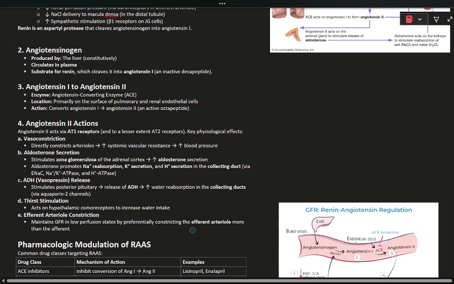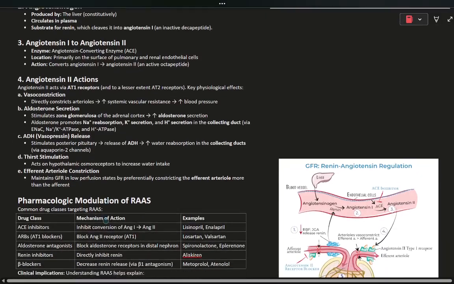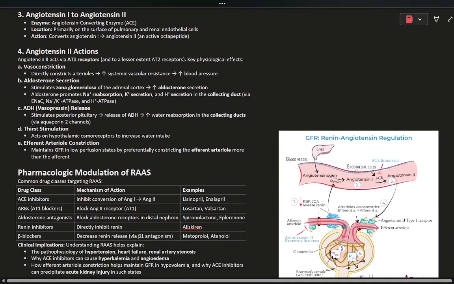And so the idea behind this is you want to make sure that less blood is escaping from the glomerulus to the peritubular capillaries when there is already low perfusion of blood to the glomerulus. And so constricting the efferent arteriole will essentially trap more blood within the glomerulus, thereby helping to maintain, or at least ensure, that the glomerular filtration rate does not drop significantly. And that is indicated by the figure right here.